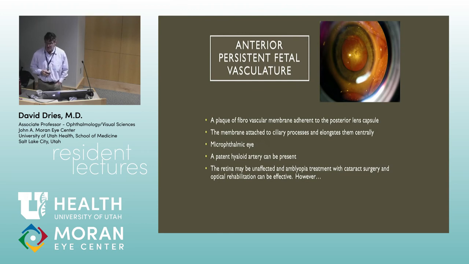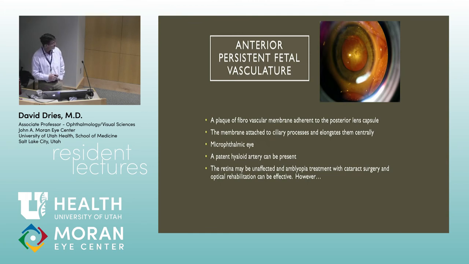The hyoid artery is supposed to disappear, right? Well, it doesn't in these kids. And the eye should be a normal size, but it isn't in these kids. It's microphthalmic. So there's an arrest in development. And if the arrest in development is late during development of the eye, you get anterior persistent fetal vasculature with this plaque. And we can get pretty good visual outcomes in some cases by doing surgery, removing the plaque, removing the lens, optical rehabilitation and occlusion.